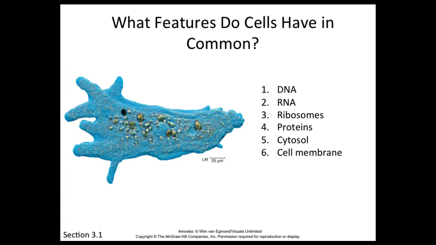So here's a short list of 6 features that all cells have in common. So this includes both prokaryotic cells and eukaryotic cells. Number 1 is DNA. Number 2 is RNA. Number 3 is ribosomes. Number 4 is proteins. Number 5 is cytosol. And number 6 is cell membrane.